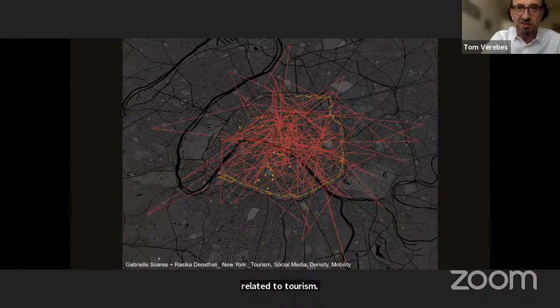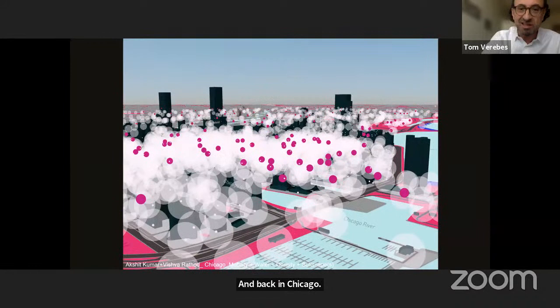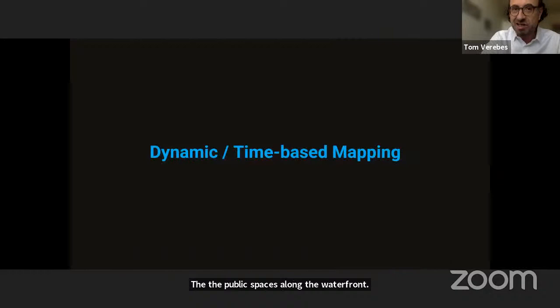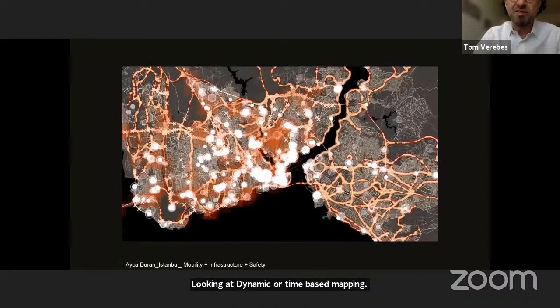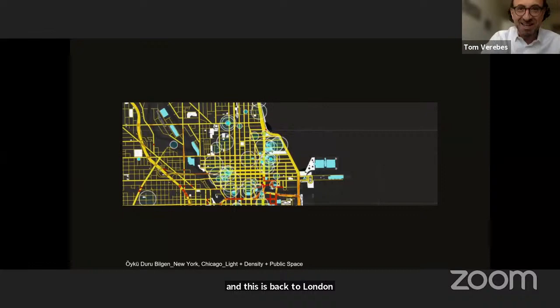Also New York, back in Chicago, the public spaces along the waterfront, in slightly more detail and in 3D. Looking at dynamic or time-based mapping, Istanbul, between mobility, infrastructure, and safety. Back to London, Chicago, a little bit out of sequence, more dynamic mapping.